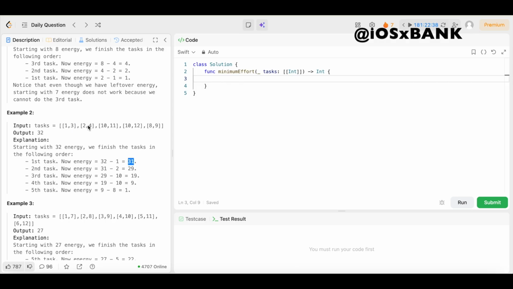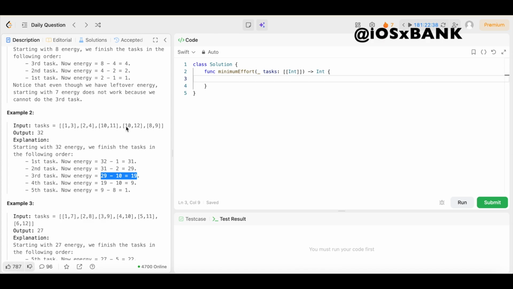Once we have 31, we can start this task. Then we do minus 2. Remember, it says 4, which means we need at least 4 energy, but we have 31, so we can do this task. That's going to take 2 energy, so 31 minus 2 is 29. Now we have 29 energy left, and we are going to start the third task because it only needs up to 11 energy. So we start this, then we do 29 minus 10. That's going to leave us with 19 energy left. Then we start this task.